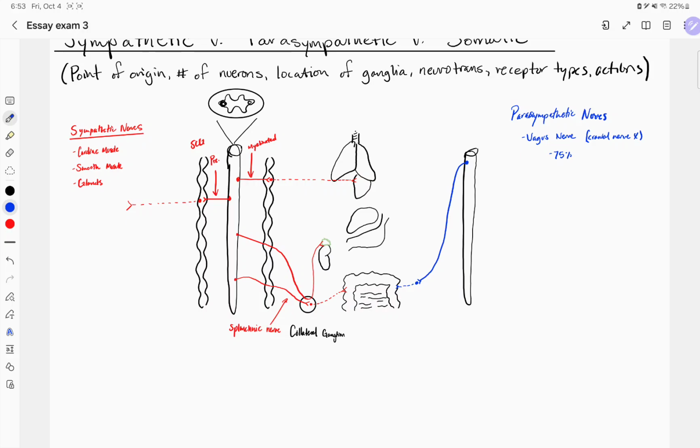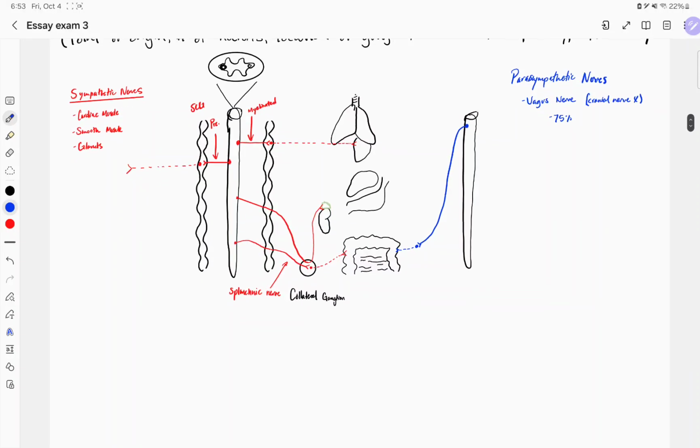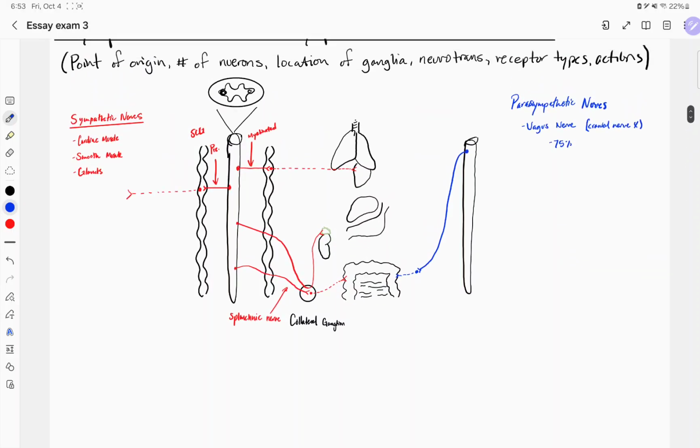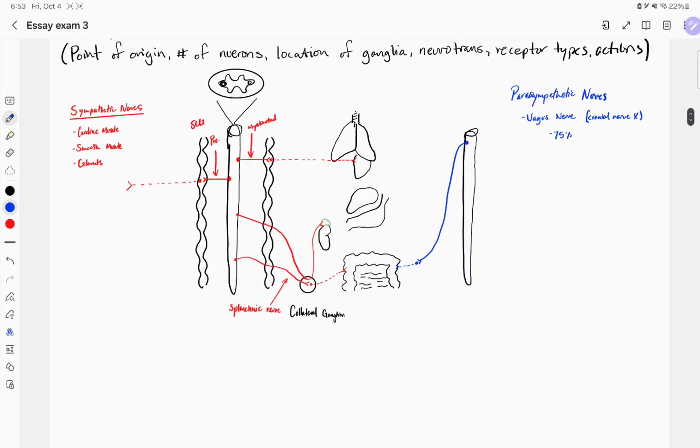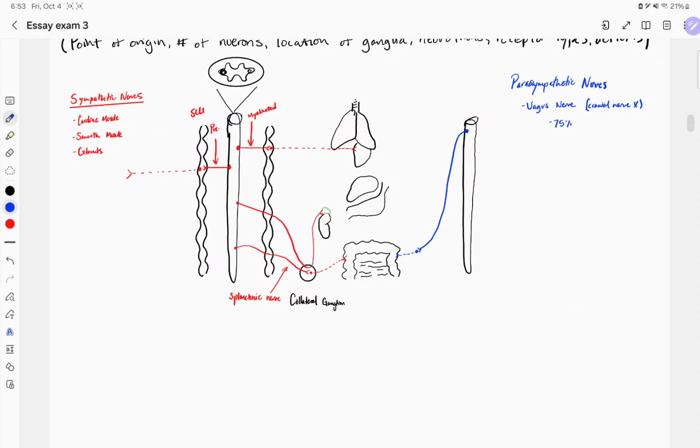So now that we have had some time to look at the pathways of these nerves, the sympathetic nerves, splanchnic nerves in the sympathetic nervous system, and then the parasympathetic nerves in the parasympathetic nervous system, I want to take some time to look a little bit more closely at these neurons and how they operate. And so we're going to look at neurotransmitters that are released from these neurons, receptor types that respond to those neurotransmitters, etc.